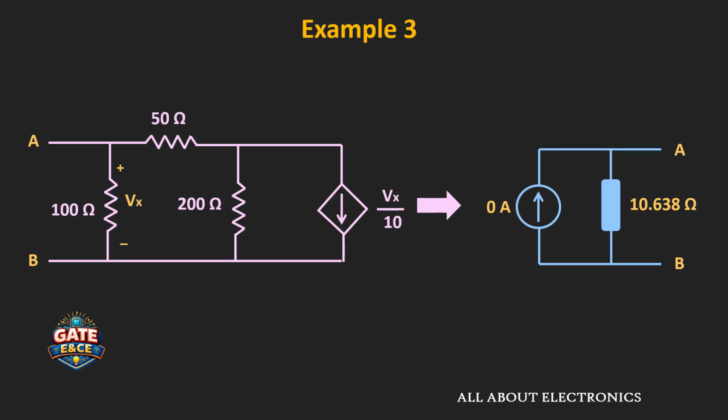So through these three different examples, I hope you understood how we can find the Norton's equivalent of the given circuit.